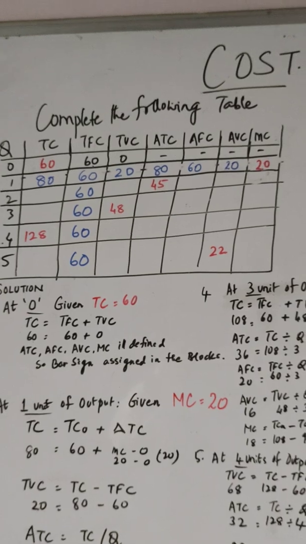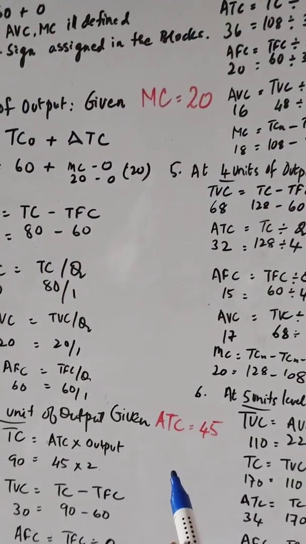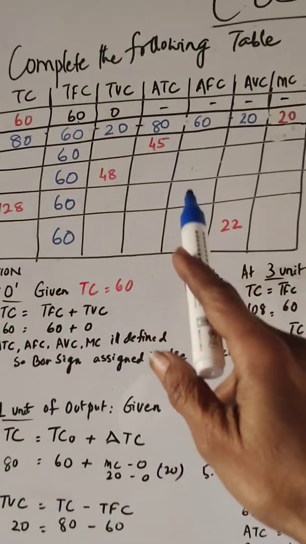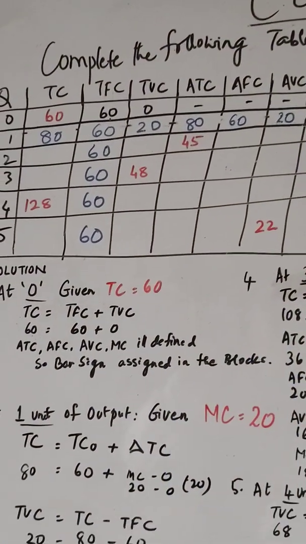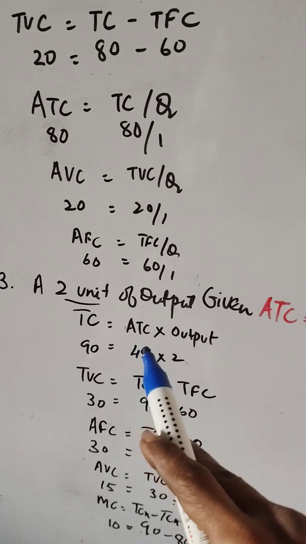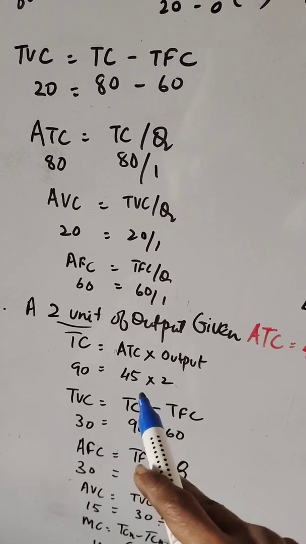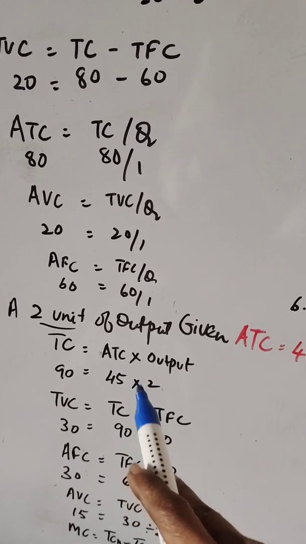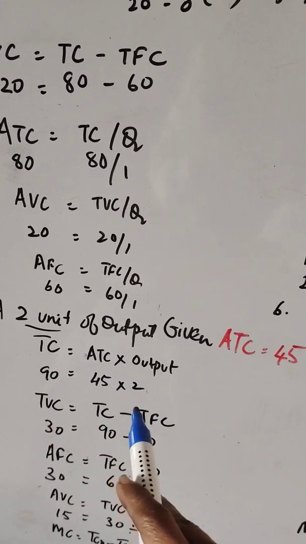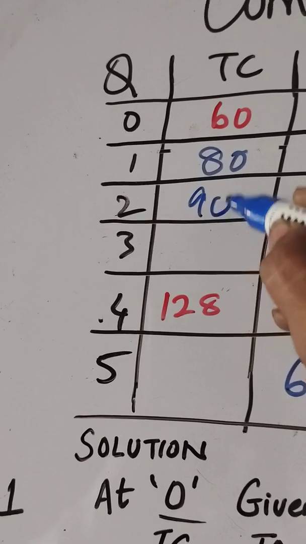In the second unit, what is given? ATC, average total cost, is given as 45. Now we are going to work it out. TC is equal to ATC into output. So let's find out the total cost. ATC is given as 45, into the second unit of output, which is 2. So how much do we get? 90. So here I'm going to put it as 90.